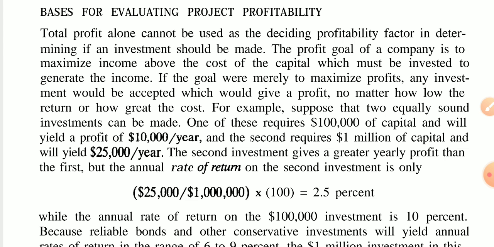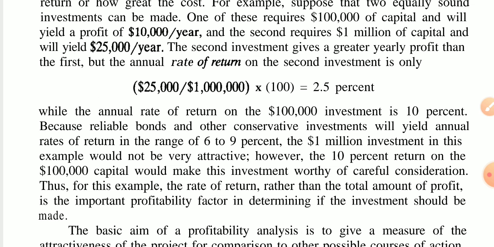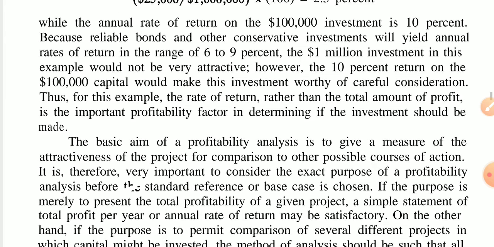The second investment gives a greater yearly profit than the first, but the annual rate of return on the second investment is only 25,000 per 1 million multiplied by 100, which is equal to 2.5% આપણને એટલું મળે ઇન્વેસ્ટમેન્ટ. Okay, while the annual rate of return on the 1 lakh investment is 10%, because reliable bonds and other conservative investments will yield an annual rate of return in the range of 6 to 9%. The 1 million investment in this example would not be very attractive.